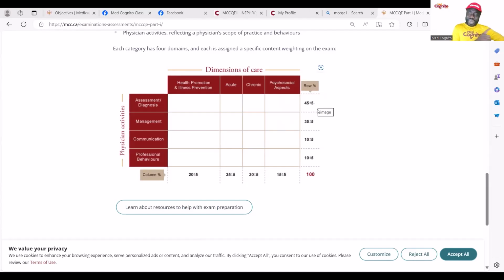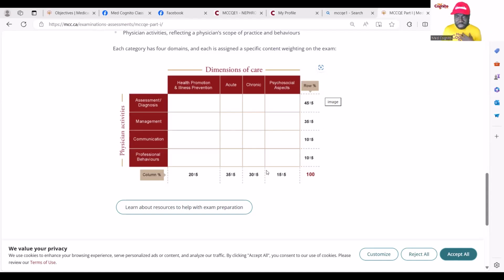So, for example, if you are learning acid-base abnormalities, you are expected to see more questions on how to identify. Is this metabolic acidosis? Is this metabolic alkalosis? Is this respiratory alkalosis? Is this respiratory acidosis? And then the next weight will be, how am I going to manage metabolic acidosis? How am I going to manage metabolic alkalosis? How am I going to manage respiratory acidosis? How am I going to manage respiratory alkalosis?